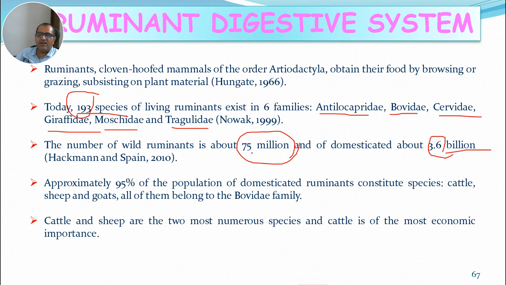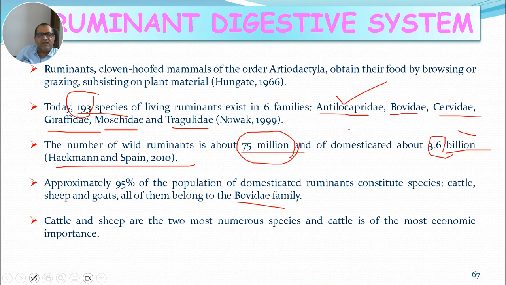3.5 billion and 75 million. So please read this sentence properly as per the Hoffman of this page. Approximately 75% of the population of the domesticated ruminants constituted by cattle, sheep, and goats, all of them belonging to the family Bovidae. Okay. So here, so many families are already there.